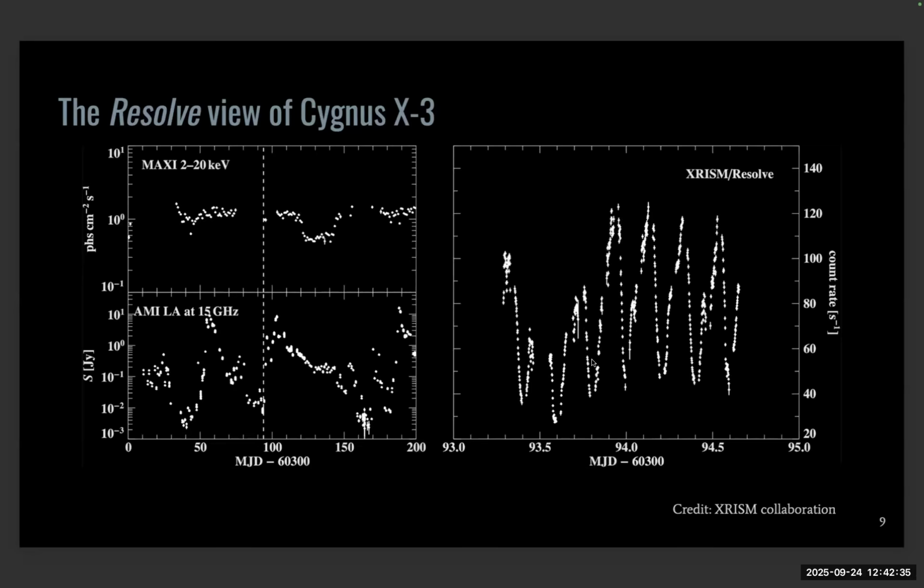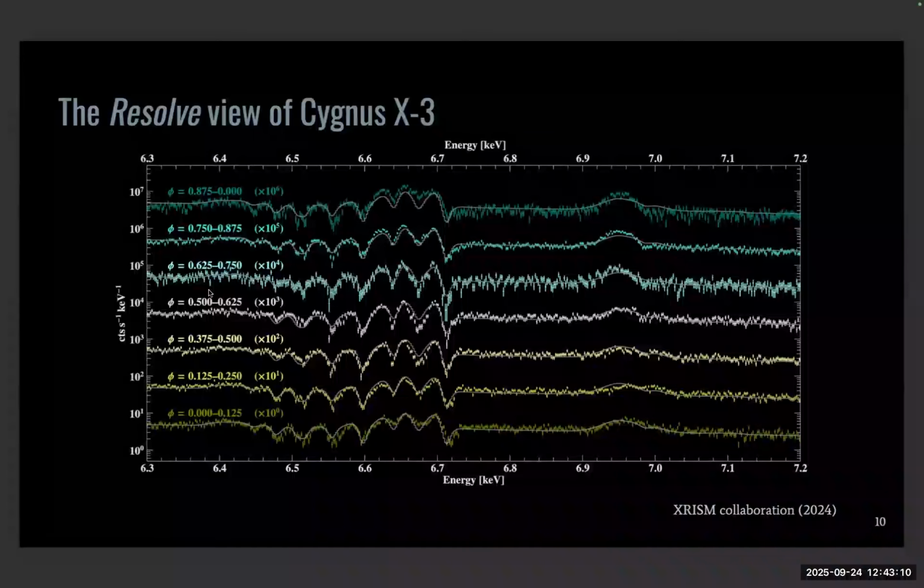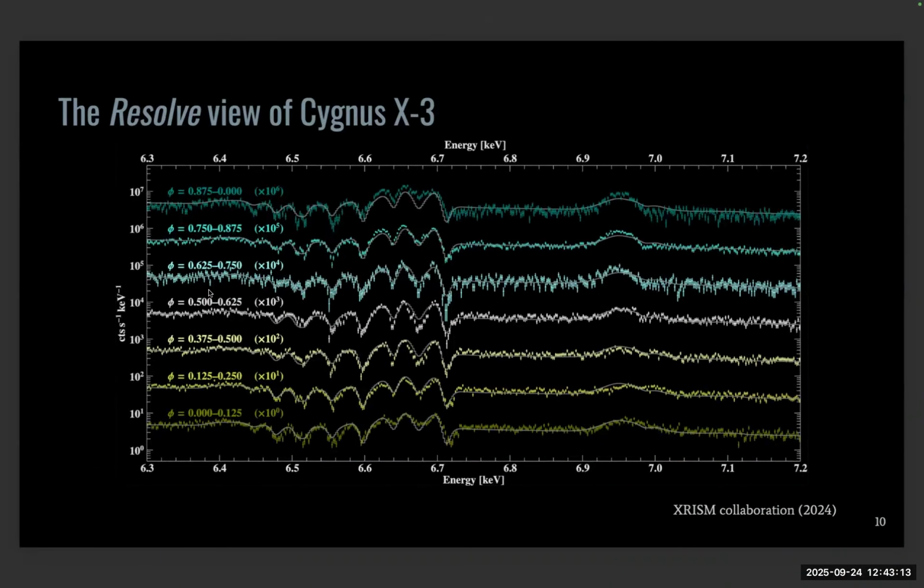So with this, we're in the lucky position that we can do orbital resolved spectroscopy. So we can slice the whole observation up and look at different orbital phases. This is shown here, where you can see basically the spectrum that I showed you a few slides ago, the orbital average, for individual orbital phases. You can actually see that these spectra also vary significantly as a function of just the orbital phase of the compact object.